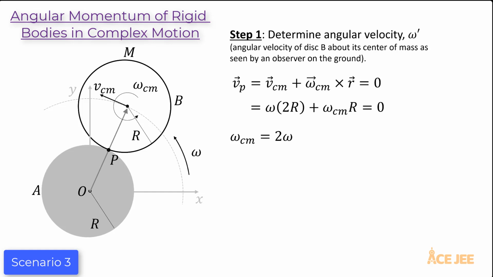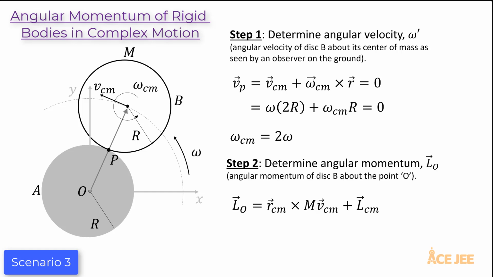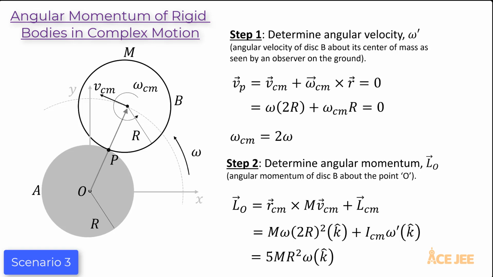And since we can write the velocity of any point of a rigid body as the vector sum of the velocity of its center of mass and the cross product of omega about the center of mass and the position vector of that point from the center of mass, we will get omega about the center of mass as 2 omega. Afterwards, we just need to use the relation L_O, that is the angular momentum of the rigid body about O, equals R_CM cross m V_CM plus the angular momentum of the rigid body about the center of mass, to find L about O, that is the angular momentum of the disk about point O.